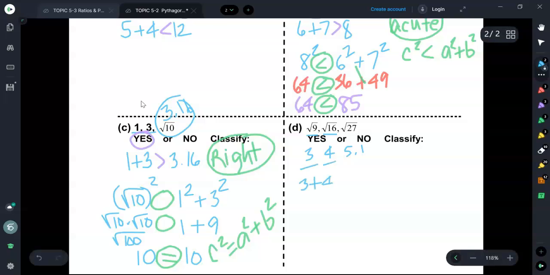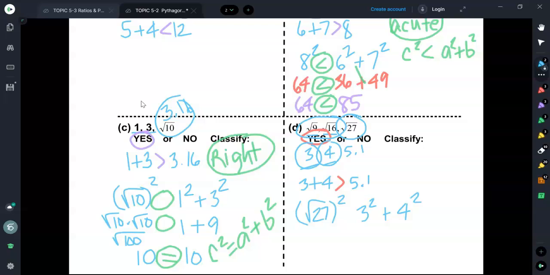So the question is, first of all, is it a triangle? Is 3 plus 4 larger than 5.1? And the answer is yes. This is a triangle. So let's check it out and see what kind of triangle it is. I'm going to take my c, which is square root of 27, and check c squared and compare it to a squared, 3 squared, plus b squared, 4 squared. I'm using 3 and 4 instead of square root of 9 and square root of 16. If you want to stick square root of 9 and square root of 16 in there, you're more than welcome to. And I'm going to put my little green circle because I don't know how these are going to compare yet. Square root of 27 times square root of 27, just like we showed on the other side, is just 27. 3 squared is 9, 4 squared is 16.